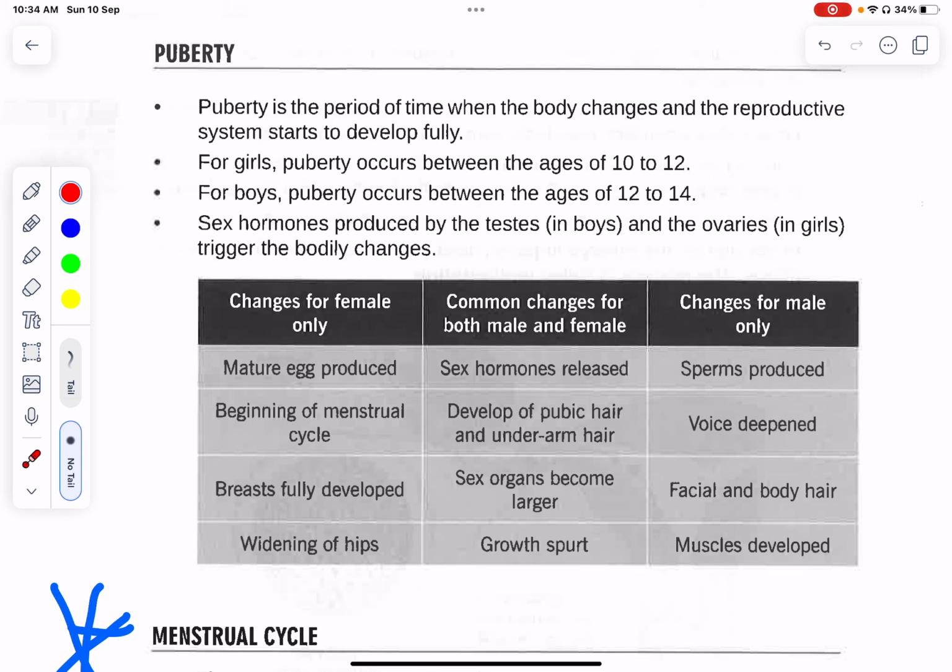Then next, breast development in the female, as well as the widening of hips. These are examples that help prepare the female for childbirth. As compared to the male, you will see that there is more facial and body hair as well as muscle development. Now, one commonality between both of these is that your sexual organs tend to become larger and there'll be a growth spurt, meaning you suddenly grow taller.